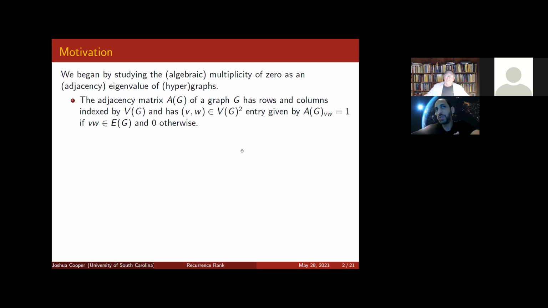The adjacency matrix, Alex defined it before the break. You put a 1 if there's an adjacency between two vertices and a 0 otherwise. This is the simplest matrix associated with a graph.